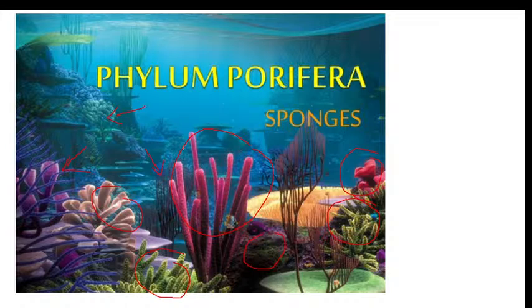Then coming to the general characters of sponges. Let's first see the general characters of sponges. The main thing to keep in mind is that poriferans or sponges have the simplest organization and they are multicellular. They lack nerve cells.